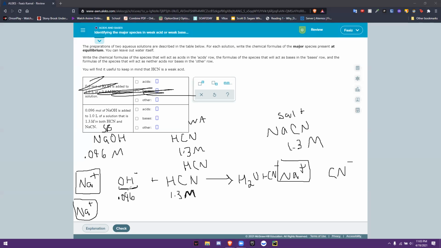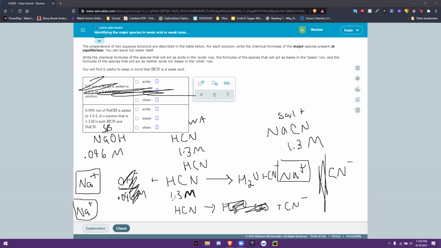And then you consider which one gets used up, if any, since there's less OH and there's more HCN, and this wants to go until completion. This OH minus completely gets used up, and then you're left with a bit of HCN, and then the produced water, and also CN minus. And I think water is left out because it's either a liquid or it's just neutral.